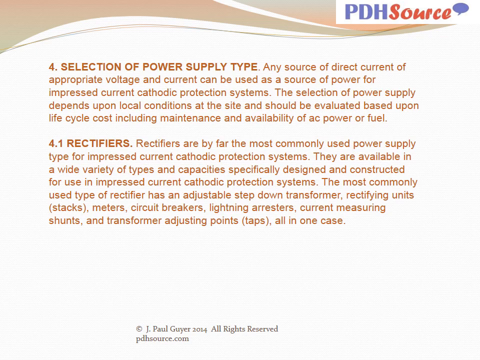Rectifiers are by far the most commonly used power supply type for impressed current cathodic protection systems. They are available in a wide variety of types and capacities, specifically designed and constructed for use in impressed current cathodic protection systems. The most commonly used type of rectifier has an adjustable step-down transformer, rectifying units called stacks, meters, circuit breakers, lightning arrestors, current measuring shunts, and transformer adjusting points or taps, all in one case.